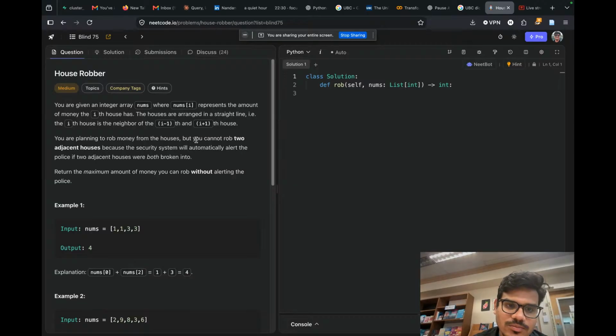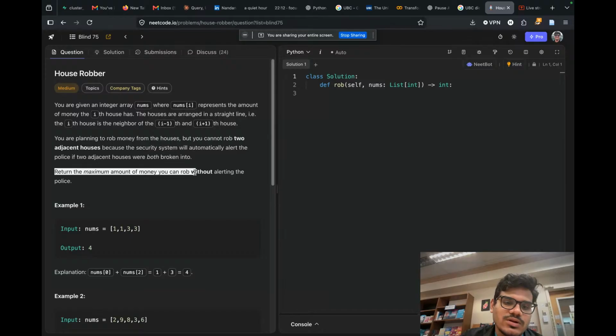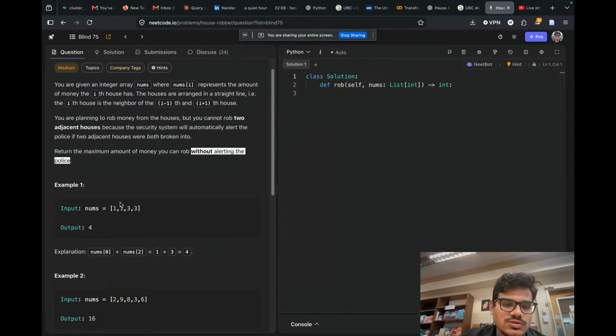You are planning to rob money from the houses, but you cannot rob two adjacent houses, because the security system will automatically alert the police if two adjacent houses are broken into. So the only constraint is we cannot rob two adjacent houses. What we have to return is the maximum amount of money you can rob without alerting the police. Sure. So, let's say this is an example.